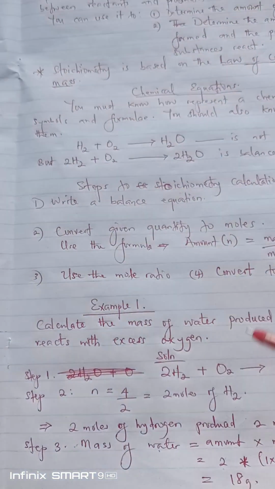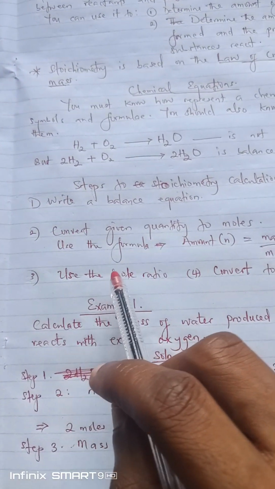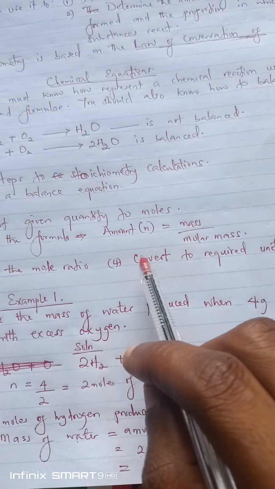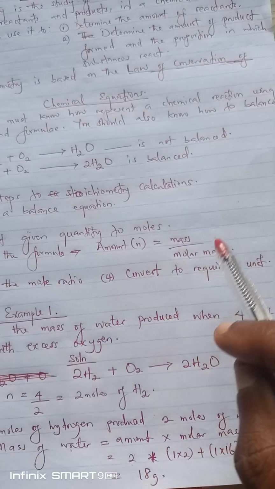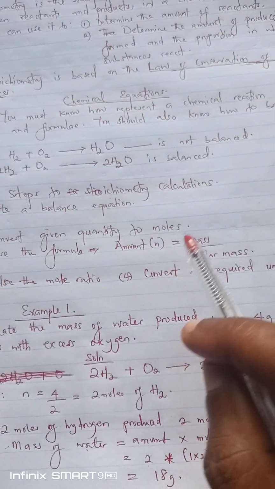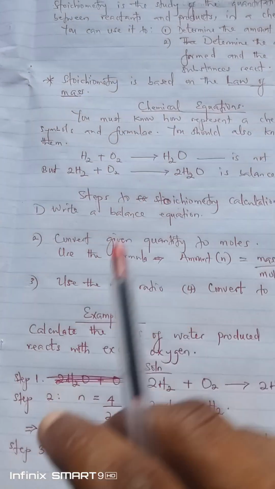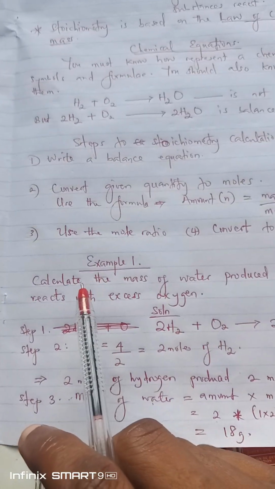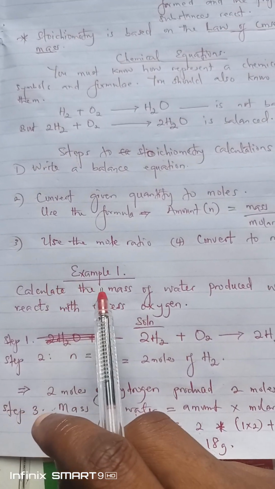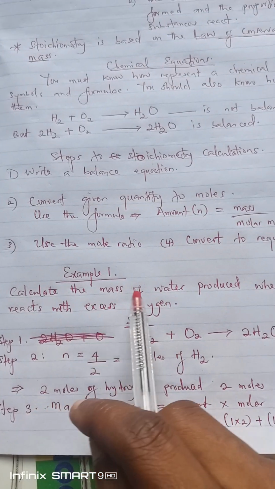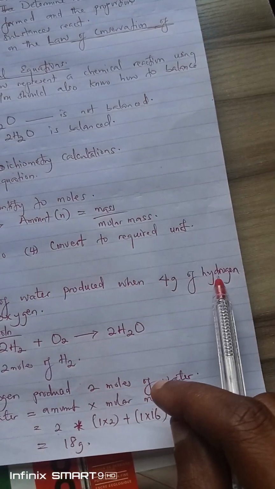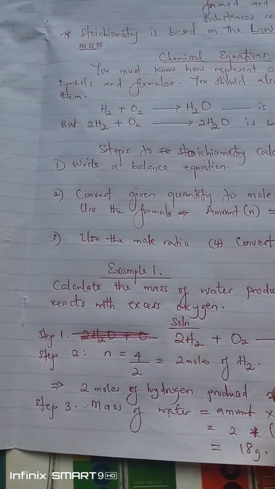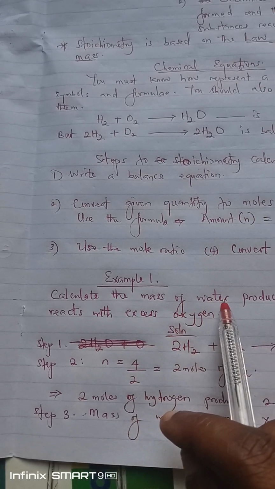So in calculating stoichiometry, you really make use of what we call mole ratio. Then after that, you convert to the required unit. What I mean by converting to required unit is that you change whatever you have at the end of the day to what they ask you to calculate. So in case you are still a bit confused, let me give you one example very quickly. Look at this example 1. It says calculate the mass of water produced when 4 gram of hydrogen react with excess oxygen.